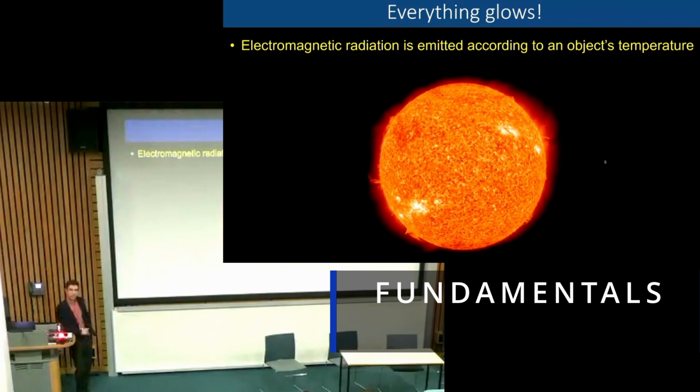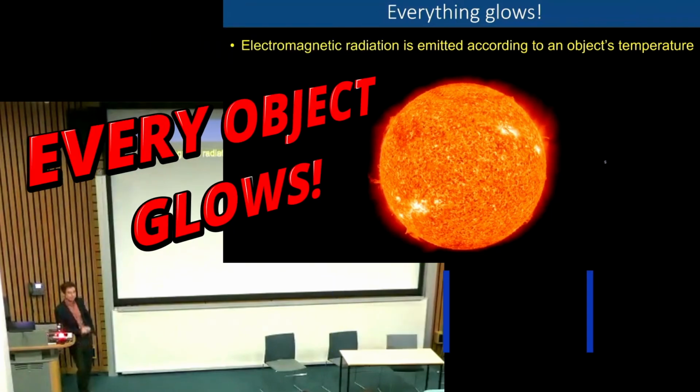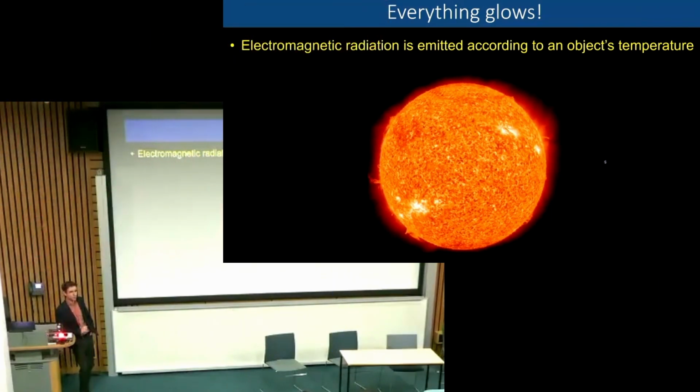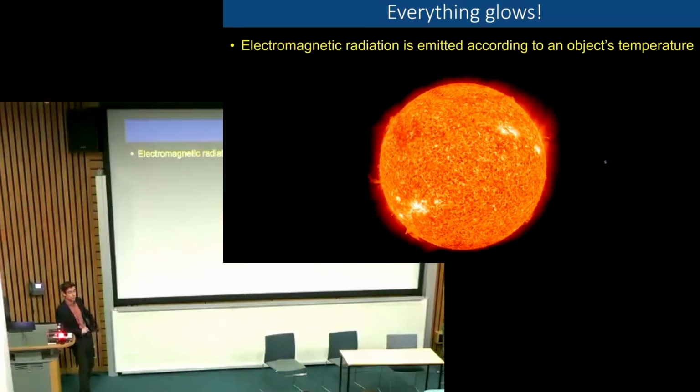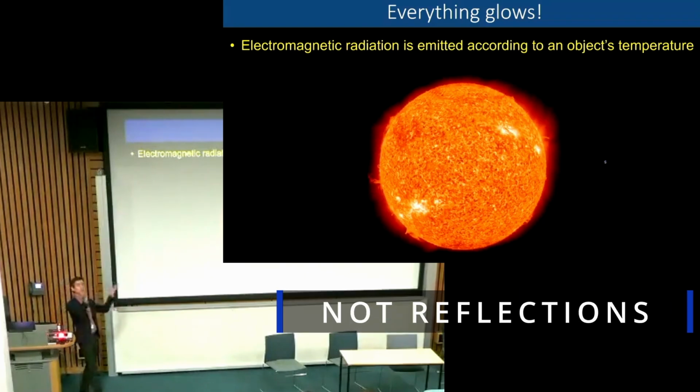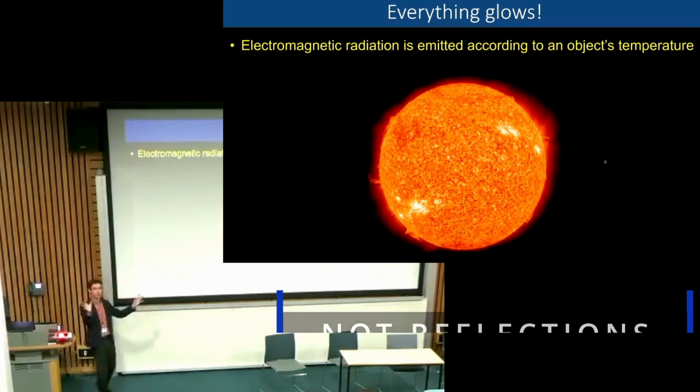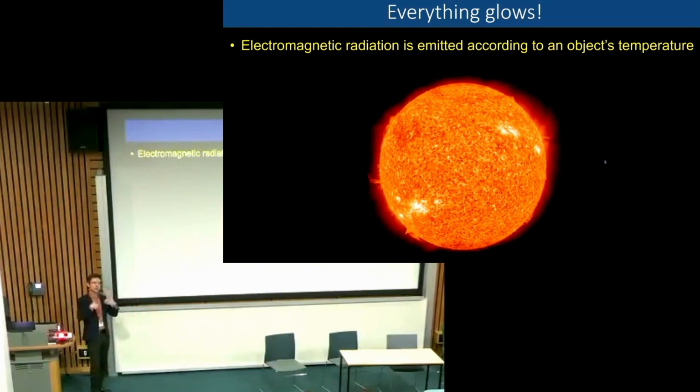As it says on the slide, essentially every single object, except those at absolute zero, I guess, is giving off electromagnetic radiation. So don't be confused, we're not talking about the fact that we're seeing reflections of light in this room. If you were to switch all the lights off, you wouldn't see anything, but the objects are still giving off electromagnetic radiation, just happens to not be in the visible part of the spectrum.